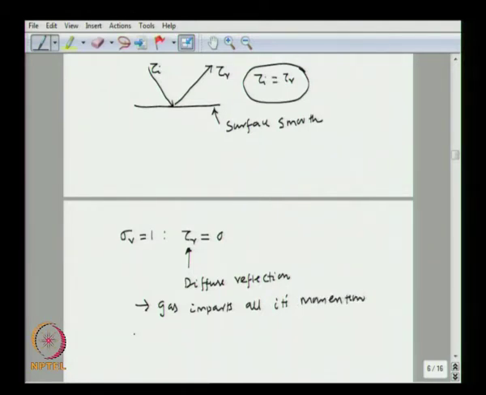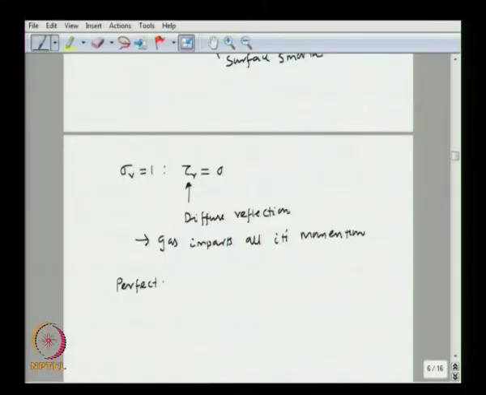And if we say that perfect energy exchange is taking place between the incoming molecules and the wall, in that case the temperature accommodation coefficient sigma t will become 1. So, for perfect energy exchange, sigma t will be 1.